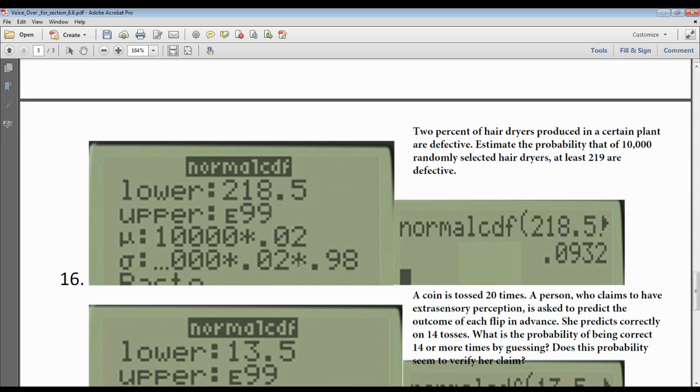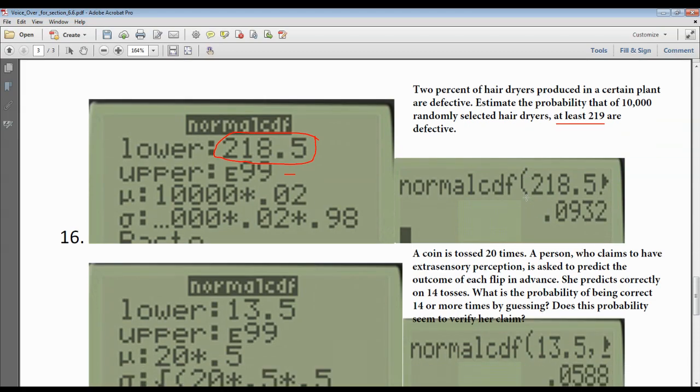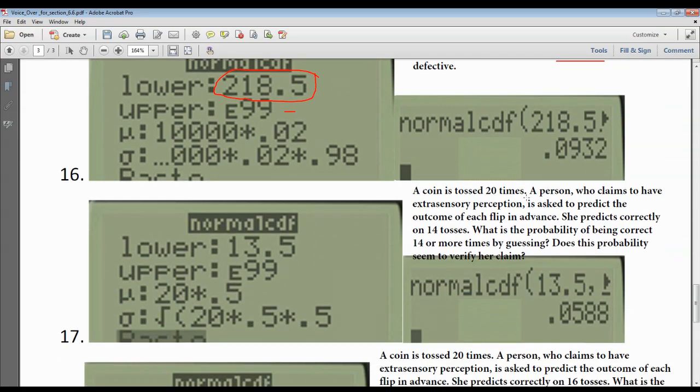So I'm going to my right, all the way to positive infinity. Now, at least 219 has to include 219, so I got to start to the left of 219, at 218.5. Even though this disagrees with that, that's continuity correction. Don't get it twisted, please.